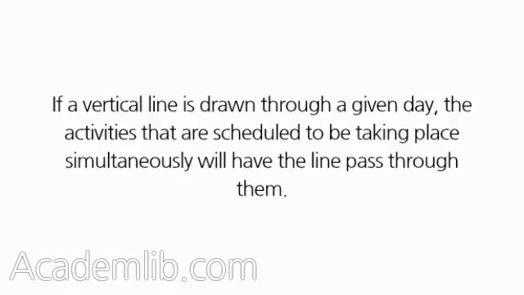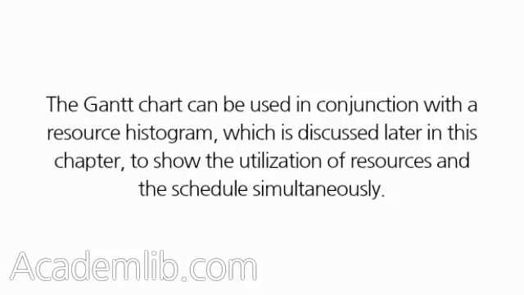If a vertical line is drawn through a given day, the activities that are scheduled to be taking place simultaneously will have the line pass through them. In this way the need for simultaneous resources can clearly be seen. The Gantt chart can be used in conjunction with a resource histogram, which is discussed later in this chapter, to show the utilization of resources and the schedule simultaneously.